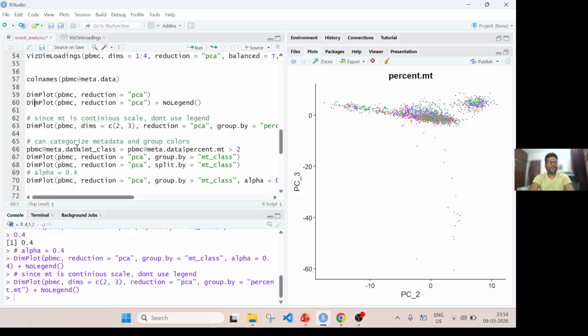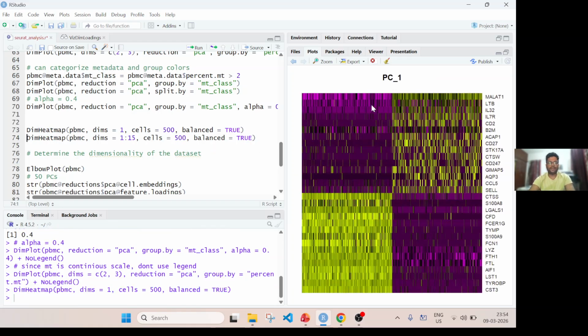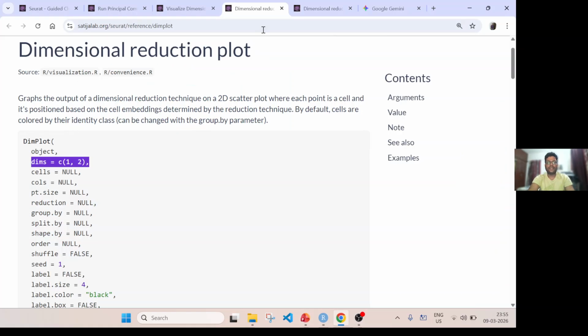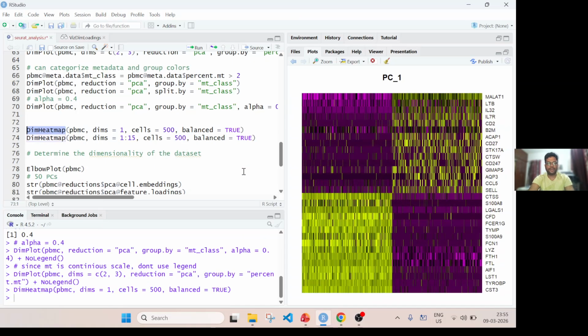Okay, so the third plot we can do is called a heatmap. This is a very, very important plot. Here you are giving the object and which PCs you want to visualize. We are just focusing on PC1, and we are telling it to take 500 cells to plot. Each line is one cell, and by default the dimensional heatmap function takes around 30 genes. With respect to these 30 genes, it tries to cluster.